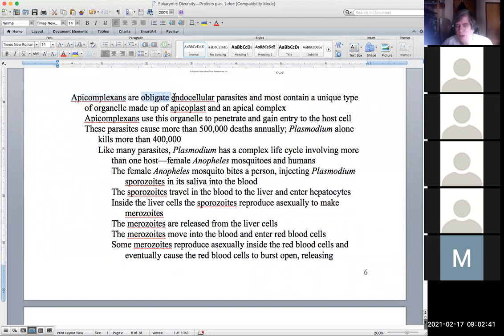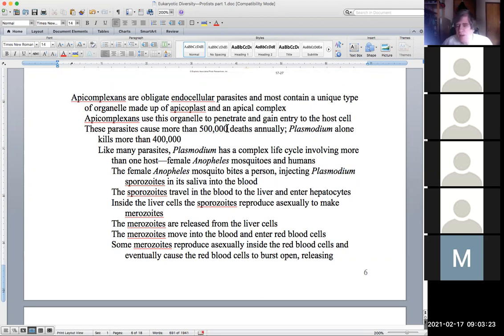The apicomplexans are a group that are what are called obligate endocellular parasites. Obligate means they have to survive this way. And they're parasites, but they're endocellular, which means they live inside cells. And their name is really a combination of two words. The apex, or the apical end of something, is the very tip. And they have a complex at this end. And the complex is really just some unique cell organelles.